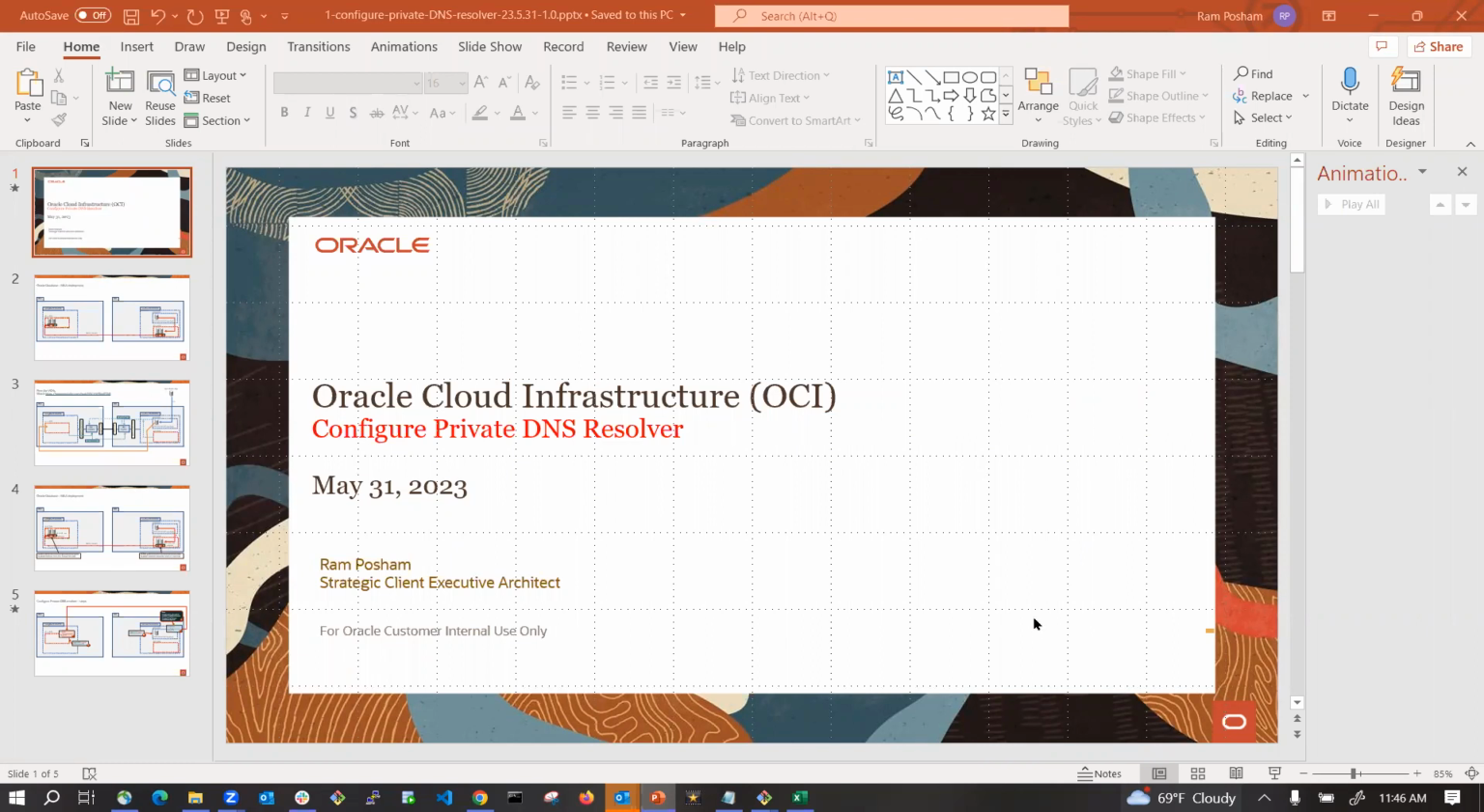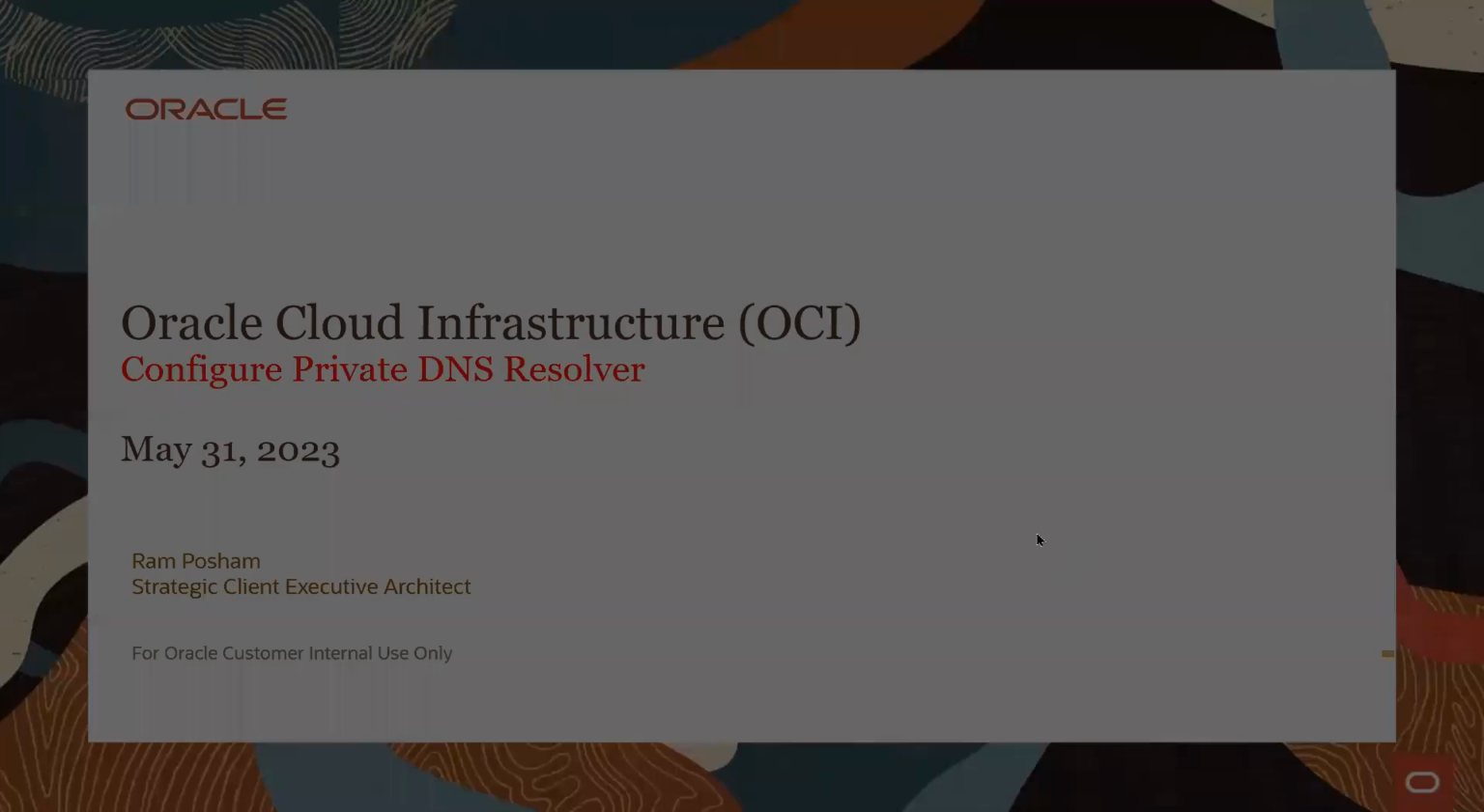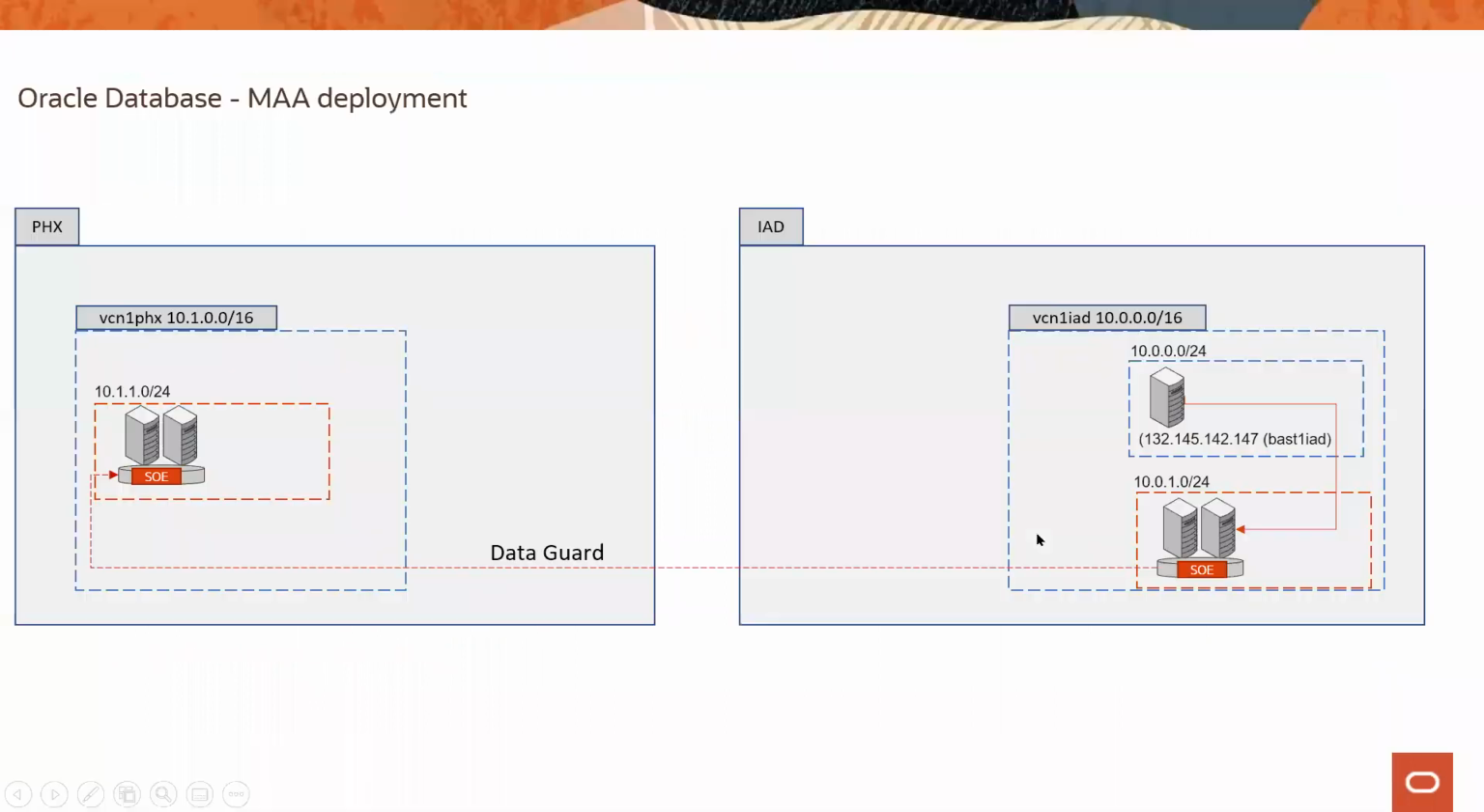I'm going to show you one quick last demo to show you how to configure private DNS resolver. And before I get into the details, let me explain the need. So our end goal actually is to create, deploy an Oracle database that is compliant with the MAA architecture, right?